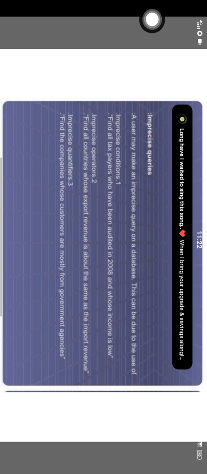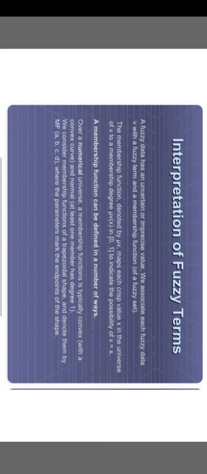And the third one is the imprecise quantifier. Find the companies whose customers are mostly from the government agencies. Here, the interpretation of the fuzzy terms. A fuzzy data has an uncertain or imprecise value. We associate each fuzzy data with a fuzzy term and a membership function of a fuzzy set.